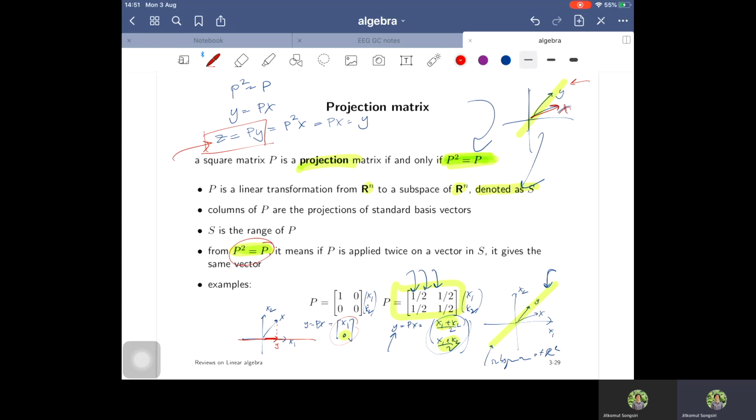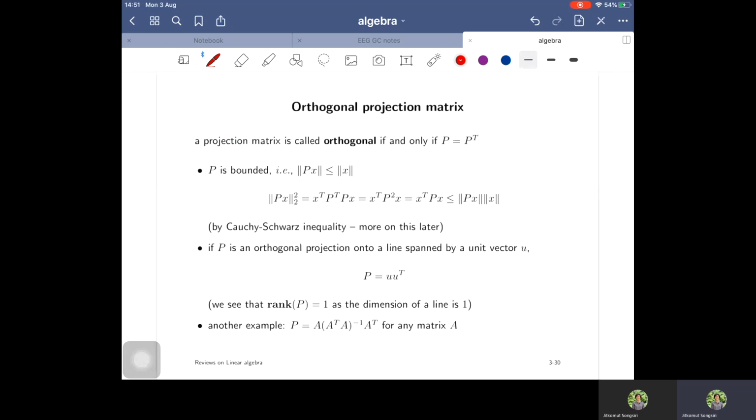from the definition of projection matrix, the result of projecting y on the green subspace will be the vector y itself. So if you apply the projection twice on a vector in the subspace, it will give the same vector. This is a very important property of a projection matrix.